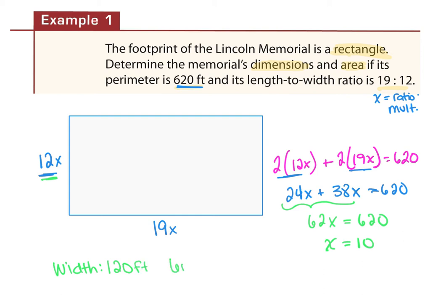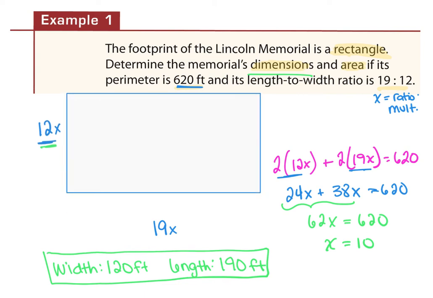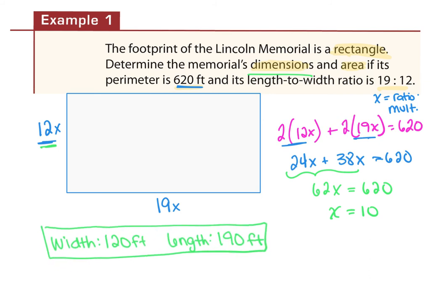And my length is going to be how long? 19 times 10, right? 190 feet. I have answered part of this question. This is part of my answer right here. Part of my answer is my dimensions, or are my dimensions, rather. What else do I need to do?